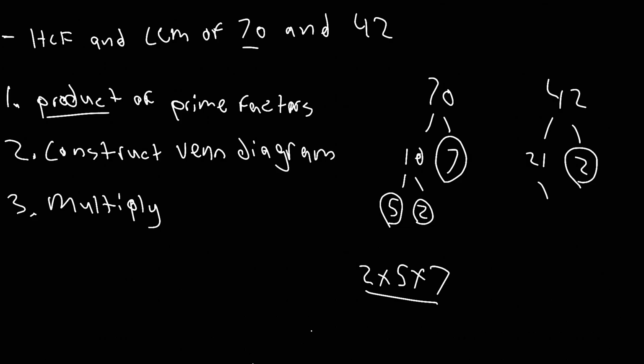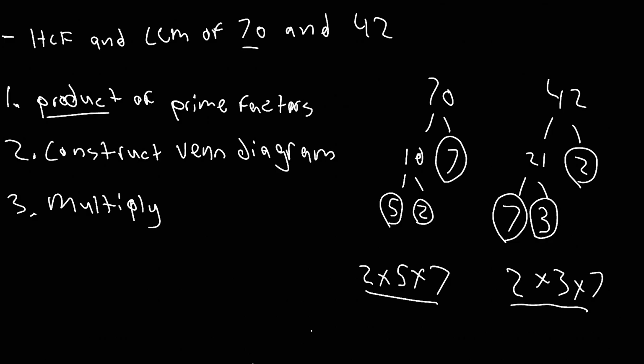And then 21 can be split up into 7 times 3. And then these two are prime numbers. Therefore, my product is just all of them multiplied together. So 2 times 3 times 7. So this is step 1 complete.